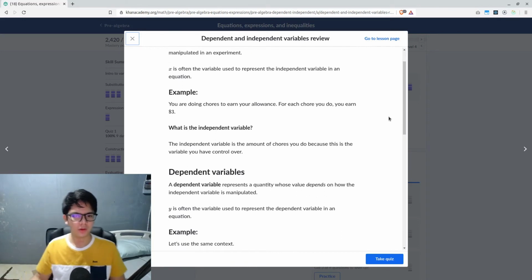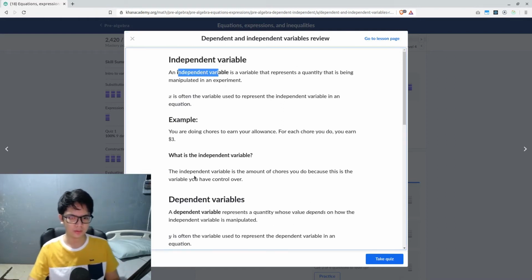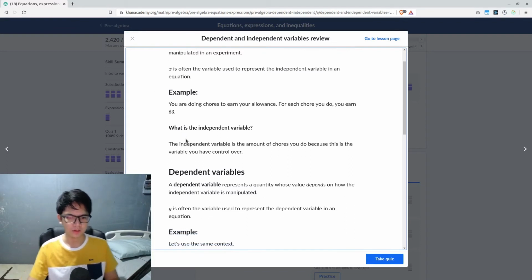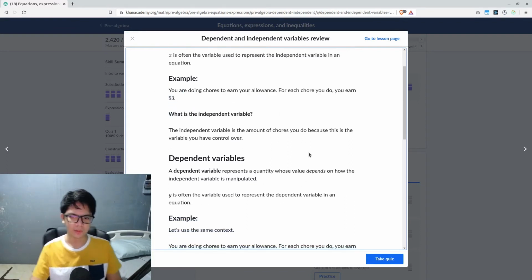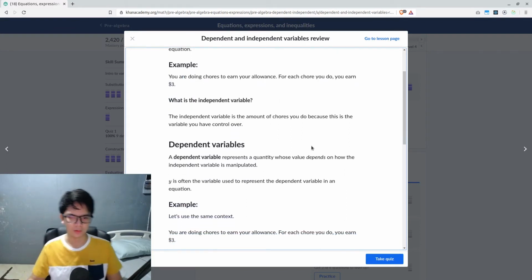You're doing chores to earn your allowance. For each chore you do, you earn money. What's the independent variable? The independent variable is the amount of chores you do. This is the variable you have control over.